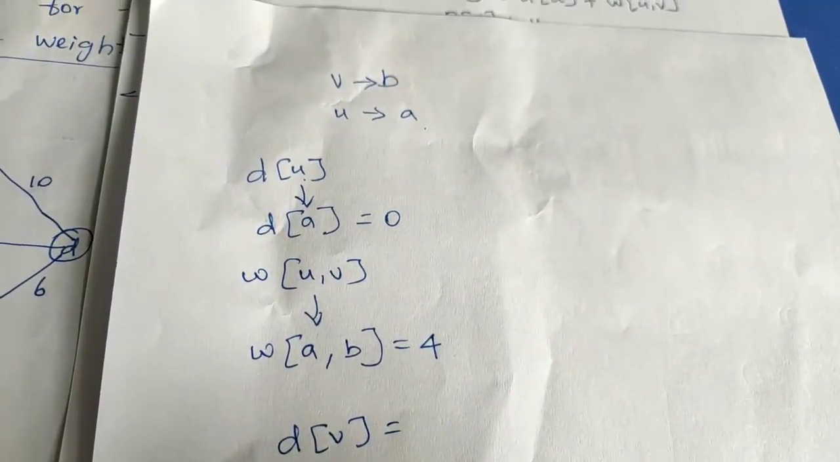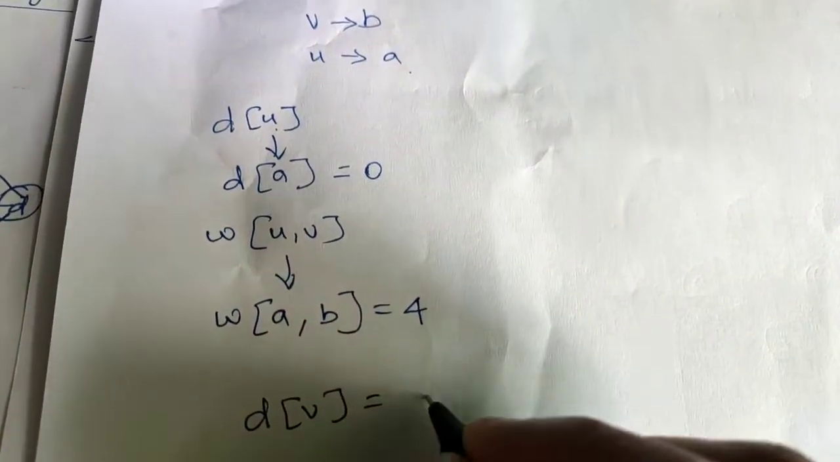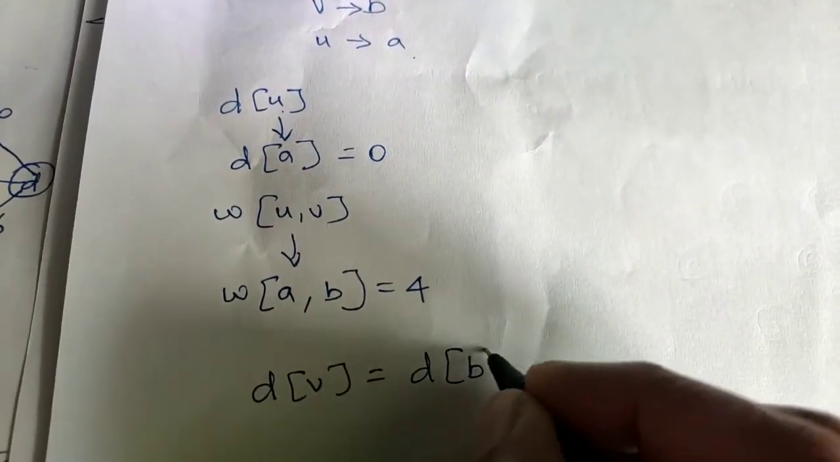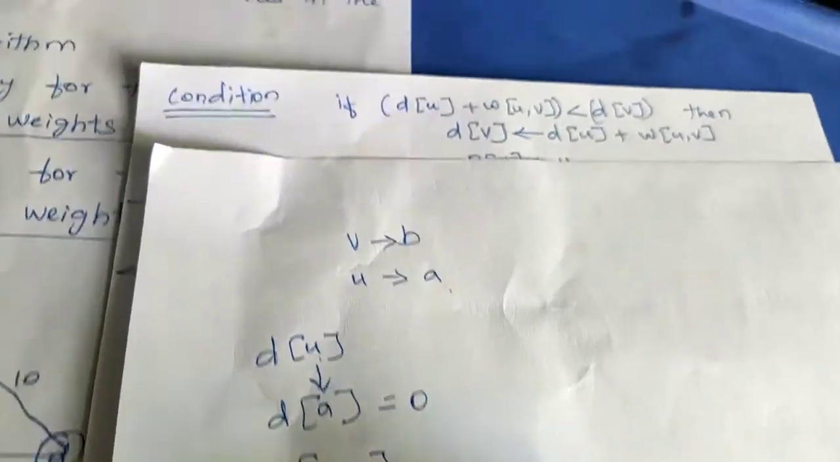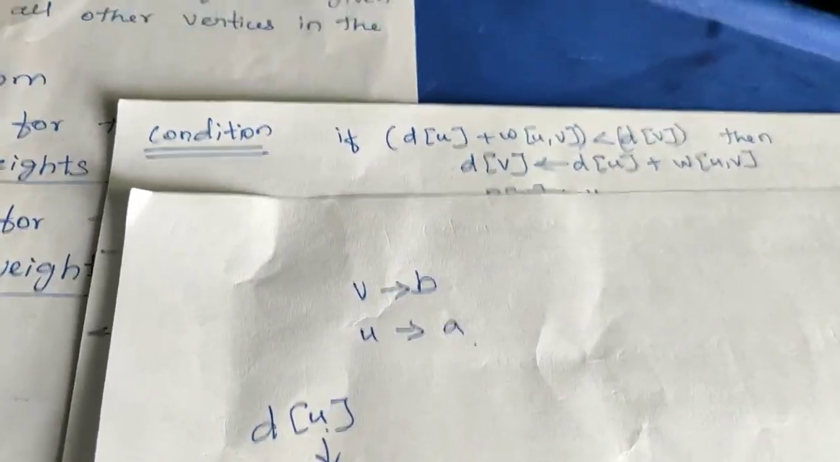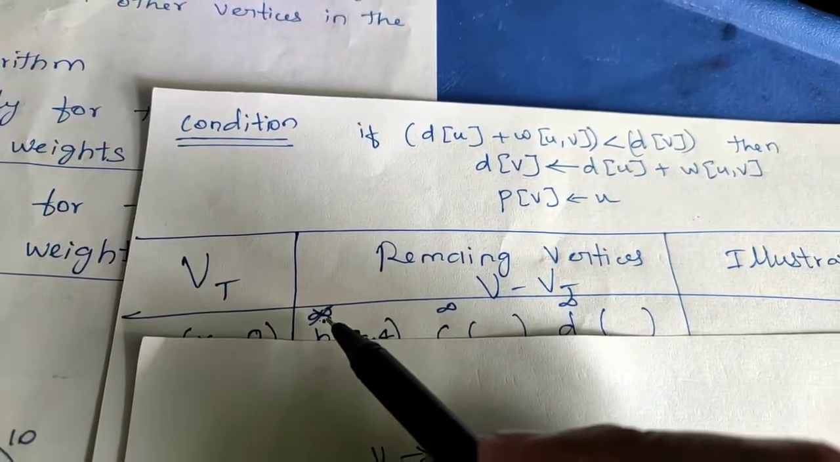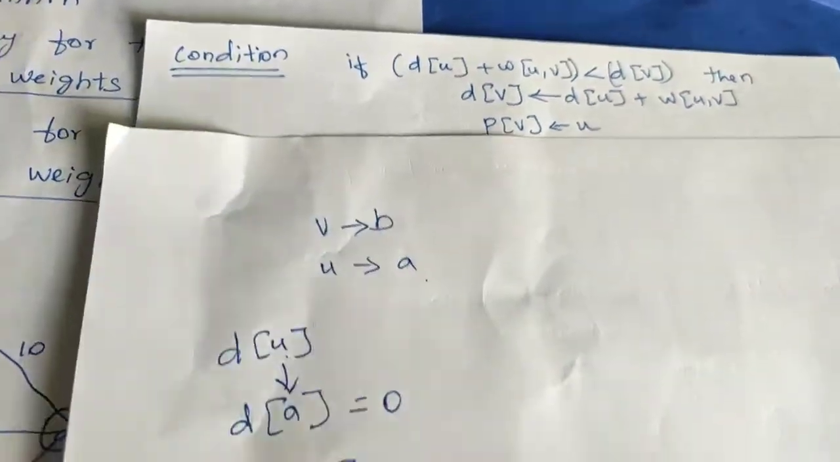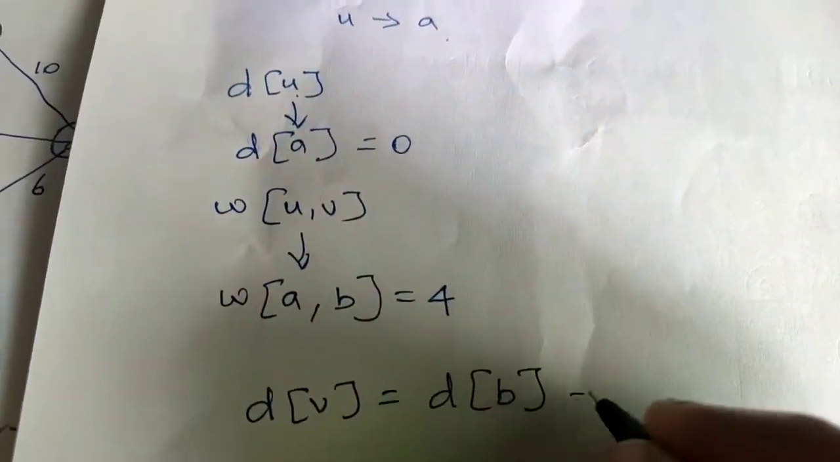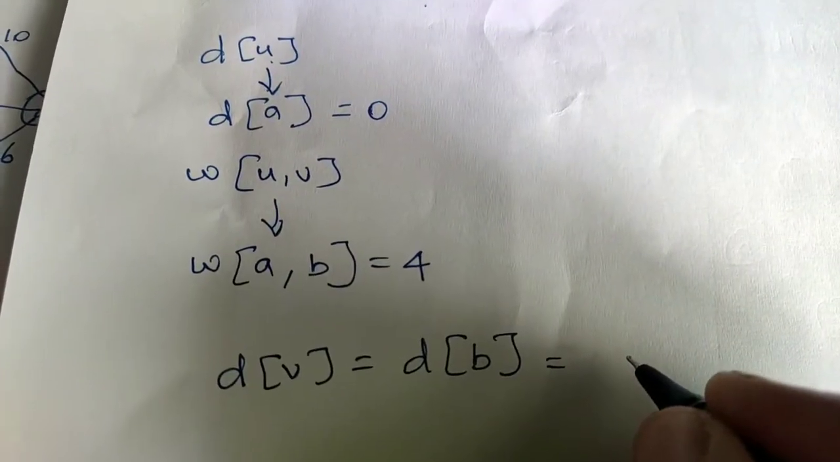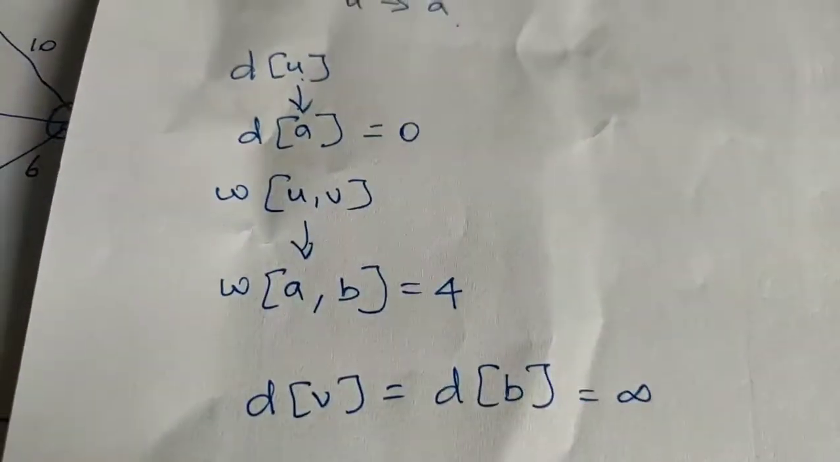What is the distance of V? Distance of V is nothing but V has been considered as B. Distance of B initialized for the first time is infinity. So initially I have initialized distance of the vertex B as infinity.